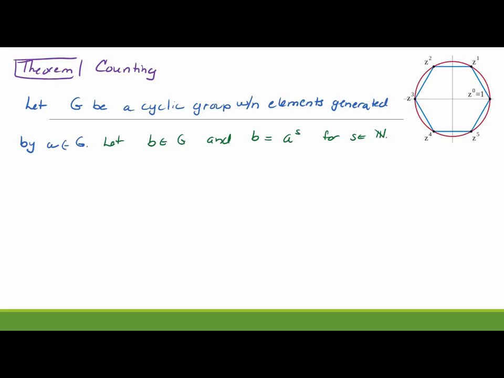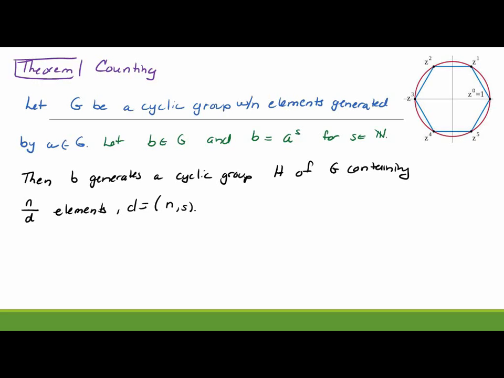What I love about algebra is it contains all kinds of other fields and merges some of them, and you have a lot of counting arguments performed in algebra class. Here's one. If you have a cyclic group G with n elements generated by A, and B is one of the powers of A, which it has to be because it's a cyclic group, then B itself generates a cyclic subgroup H of G, and I can tell you how many elements are in that H. There are going to be n divided by D elements in H, where D is the greatest common divisor of n and S. That order pair means greatest common divisor.